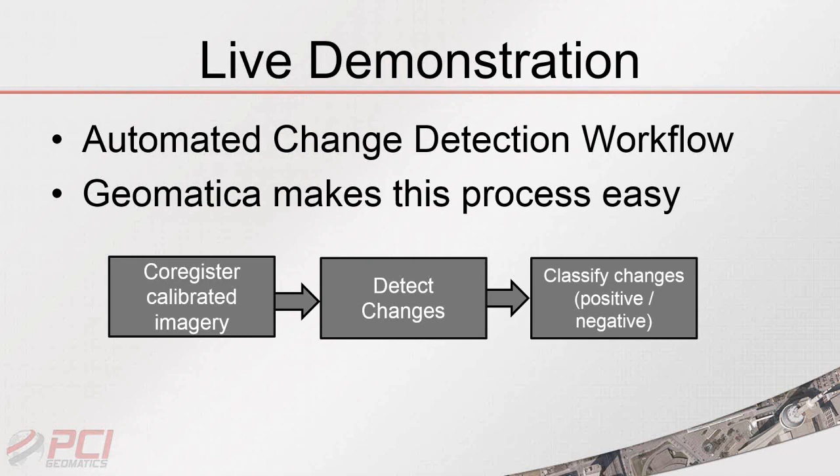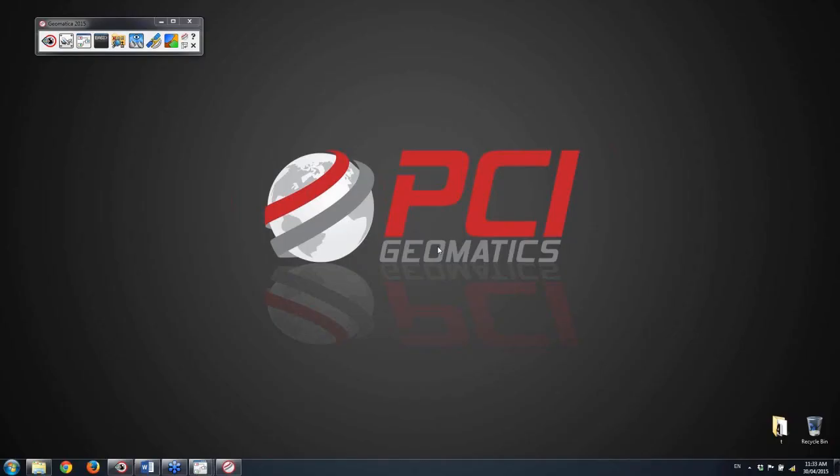So the process, in a very, very simple way, is to co-register the calibrated imagery. Again, very important that the imagery is calibrated. We then perform the change detection, and then we can classify and represent our changes easily within the Geomatica system. So I'm going to take control at this point and show you some of this capability.